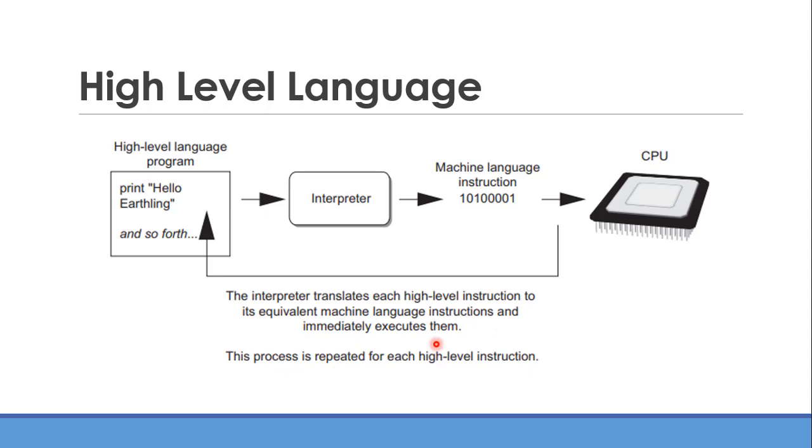High-level language is translated into machine language, which goes inside the CPU. So the output is hello earthling. An interpreter translates each high-level instruction to its equivalent machine language instructions and immediately executes them. This process is repeated for each high-level instruction. That's how it works.